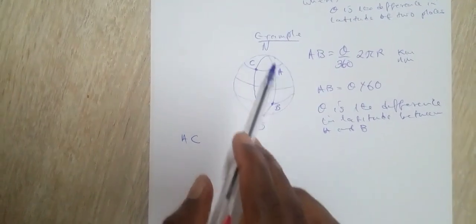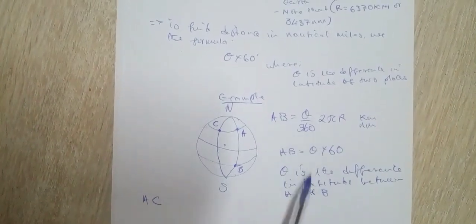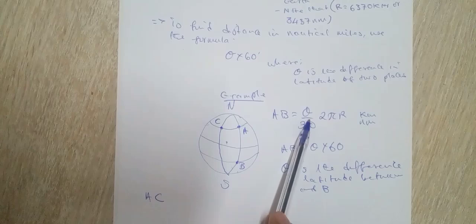The first one, along the lines of longitude, which is our focus for today, these are the formulas you can use in nautical miles and in kilometers or nautical miles. You can use this formula.